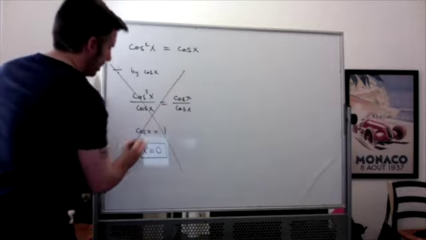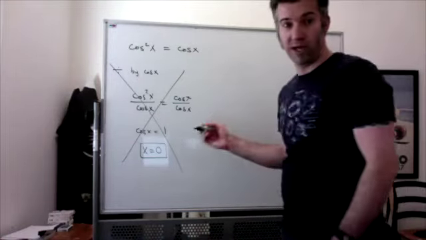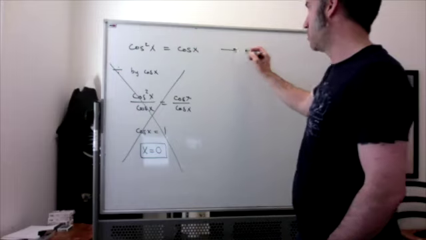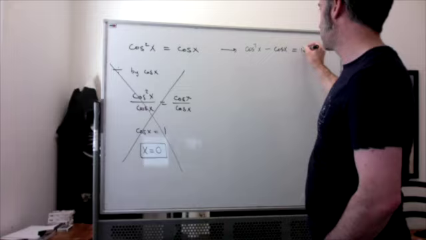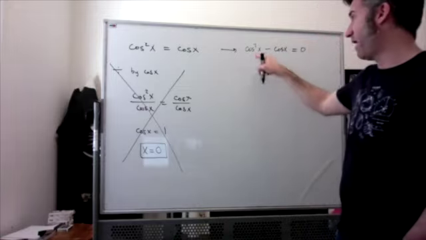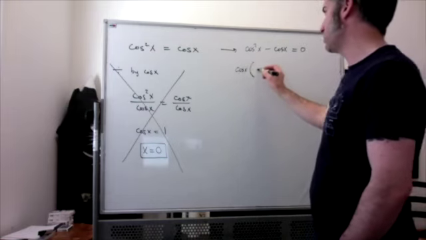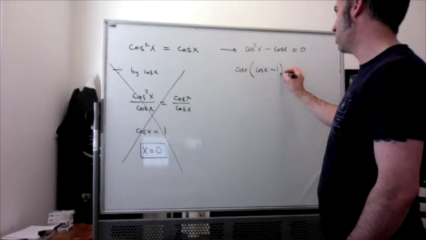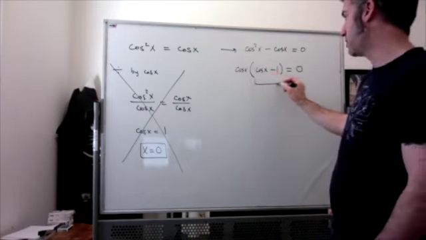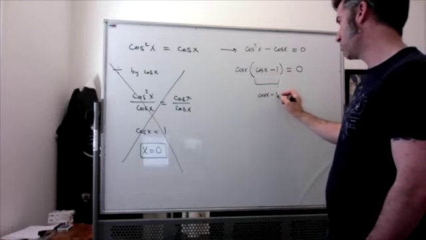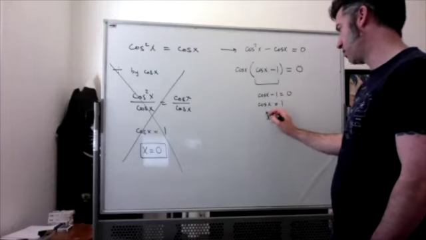Instead, what we always want to do when we're trying to solve equations like this is bring everything to one side, so it's equal to zero. So we get cosine squared x minus cosine x equal to zero. And then we can factor out a cosine of x from each of these. So you have cosine of x times (cosine of x minus one) equal to zero. And then, yes, we definitely want this part equal to zero. So that cosine x equals one, so that x equals zero.